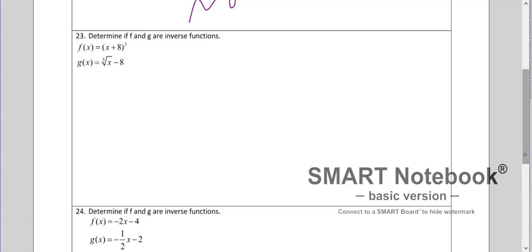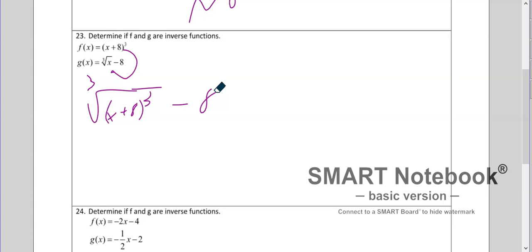Okay, let's try this one. Be careful here. This root is not over the 8, negative 8. So I'm going to plug this in right here. The cube root of x plus 8 cubed. Also then minus 8. So this cube undoes the cube root. The cube root undoes the cube. That leaves me just x plus 8 coming out, minus 8. Those cancel. I'm halfway to a yes.